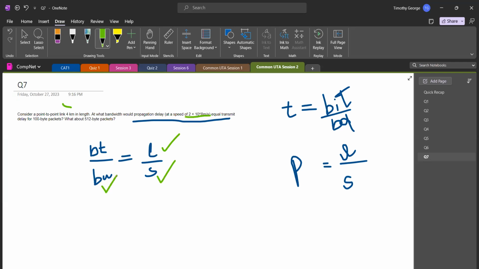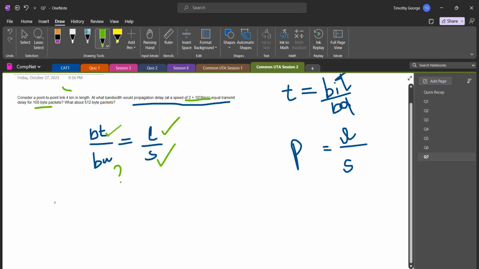The bandwidth, is that given? They're asking at what bandwidth, so that's the thing we need to find out. Bits given? Yes, bits is also given. They've given it in terms of bytes, so we can convert it. They gave us 100 bytes. So let's solve the first part of the problem, the A part.